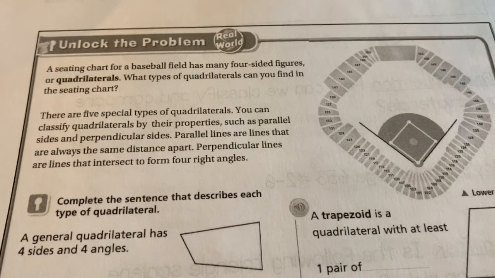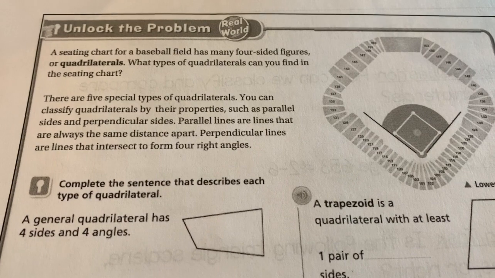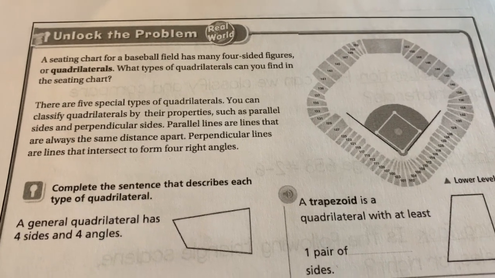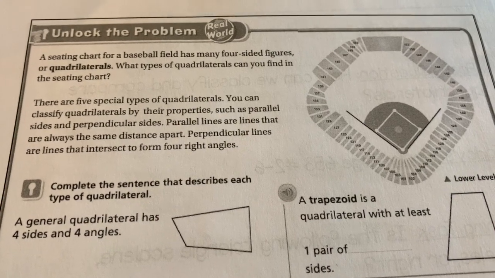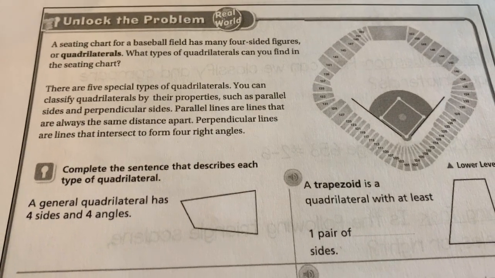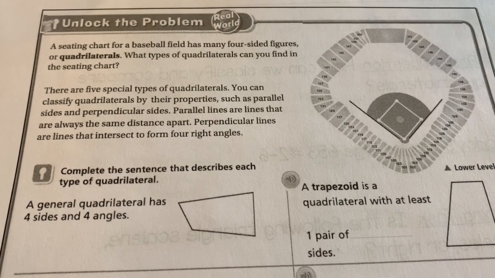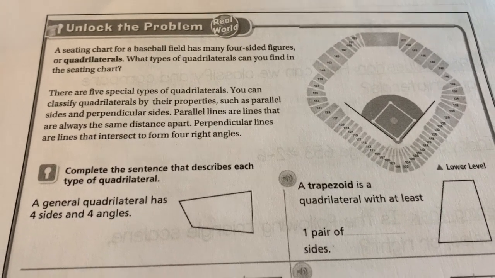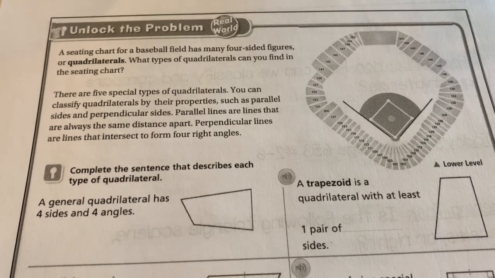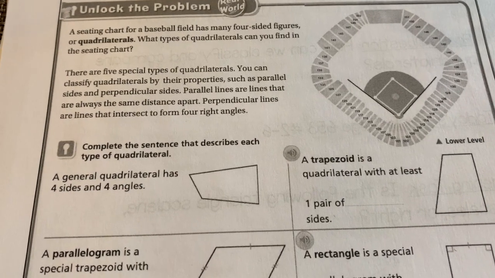For today's Unlock the Problem, we're looking at the seating chart for a baseball field. It's got many four-sided figures, or quadrilaterals. What types of quadrilaterals can you find in the seating chart? There are 5 special types of quadrilaterals that we're going to deal with. We can classify them in different ways, kind of like how we did it with triangles. When we did it with triangles, we looked at the types of angles that they had in them, and we also looked at the number of sides that were congruent.